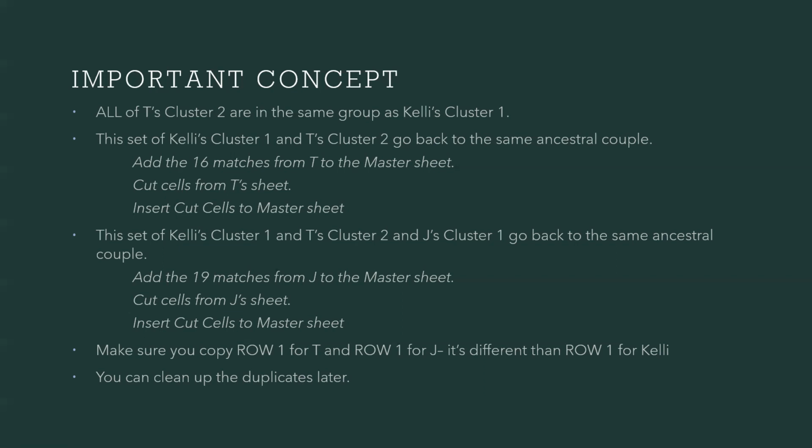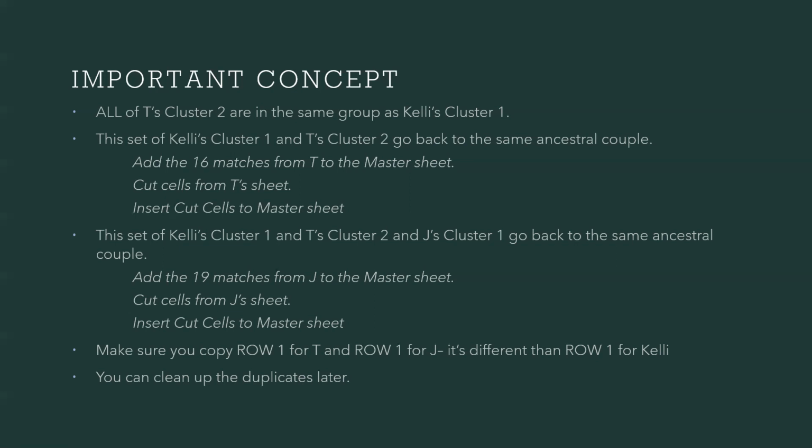If I just copy and paste, I don't necessarily know when I've taken all of my brother's matches and paired them with mine. So this set of my cluster 1, my brother's 2s, and my sister's 1s go back to the same ancestral couple. So I add those 19 matches of my sister to my master sheet by cutting them from my sister's.